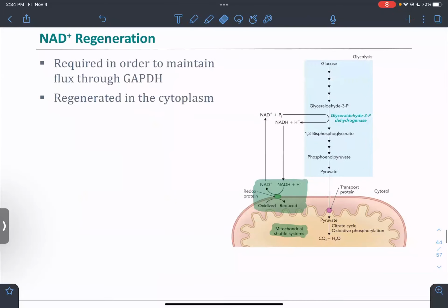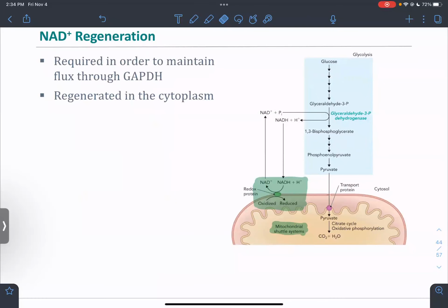But the problem is that the NAD+ that's made inside the mitochondria is stuck inside the mitochondria. And so you can't actually get it out. So what you have to do is have a shuttle system. The shuttle system is embedded in the membrane of the mitochondria, and it will allow you to exchange mitochondrial NAD+ for cytosolic NAD+. Then that NAD+ can go through glycolysis.